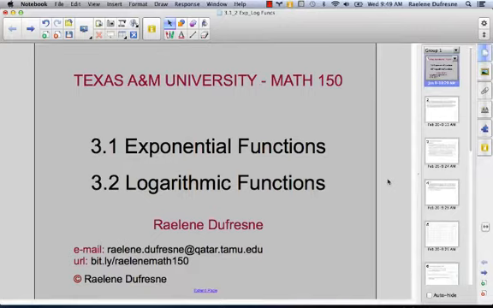Today we will look at sections 3.1 exponential functions and 3.2 logarithmic functions.